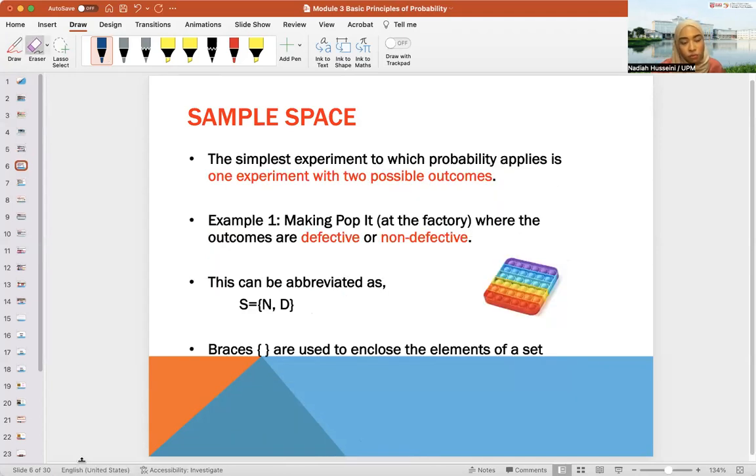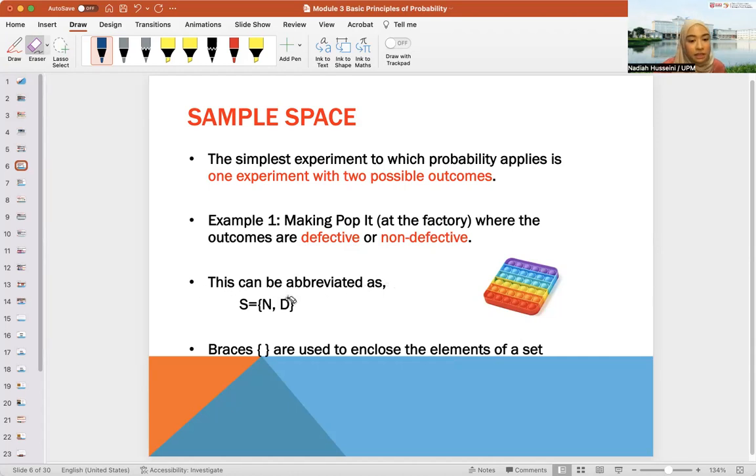Okay, so S is sample space. You have the bracket, and inside is events. The simplest experiment to which probability applies is one experiment with two possible outcomes. For example, we are making poppets at the factory. You are an operator that makes poppets, where the outcomes are defective or non-defective. When you're making something, you're fabricating a product or a toy. The one thing that you want to know is, is it good enough to be on the shelf? Is it defective or non-defective? So those are the two outcomes when you are making poppets.